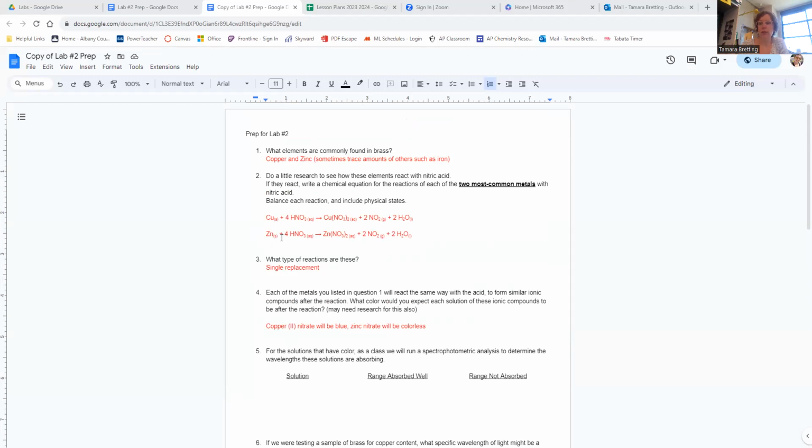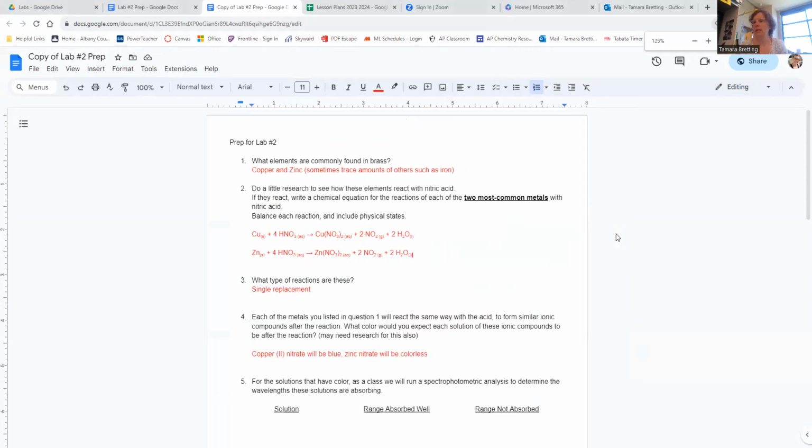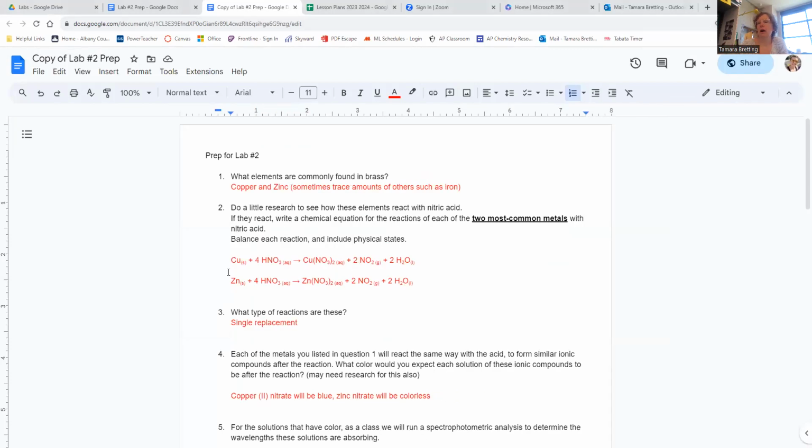So we wrote these equations, and I'm not sure if this is showing up big enough. Let me zoom in just a little bit so that you can see better. Okay, so we've got our copper and our nitric acid reacting to form copper nitrate, nitrogen dioxide gas, which is a kind of orange toxic gas, so we will be doing this in the fume hood, and water. And the zinc dissolves into the nitric acid as well, reacts with it, forming zinc nitrate, nitrogen dioxide, and water.